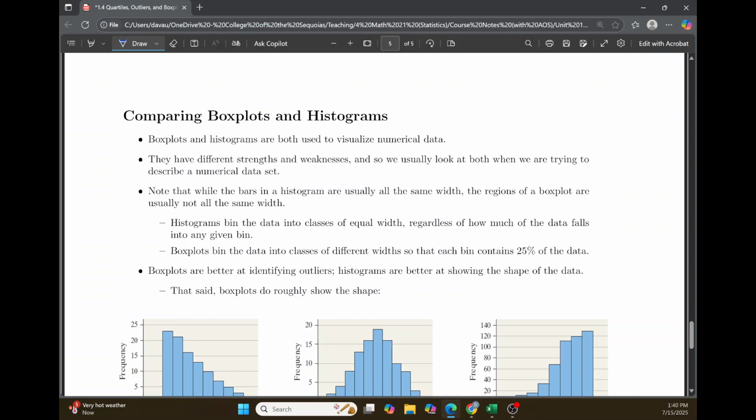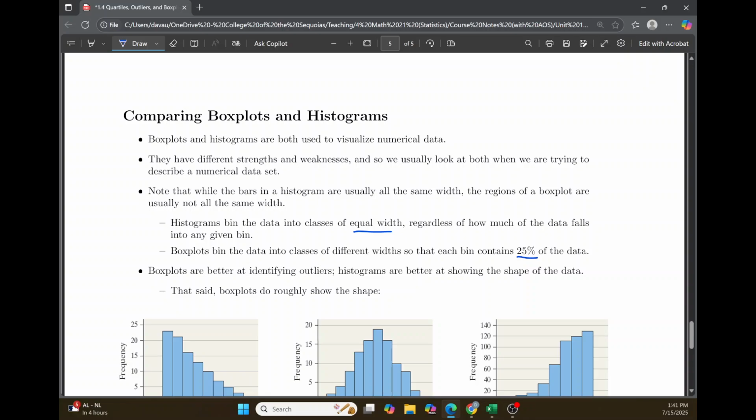The reason that histograms all have the same width is because histograms bin the data into classes of equal width, regardless of how much data falls into any given bin. When you make a histogram, sometimes there are bins that don't have any values in them, right? But they always make the bins the same width. Box plots do the opposite. They bin the data into classes of different widths, so that each bin contains 25% of the data.